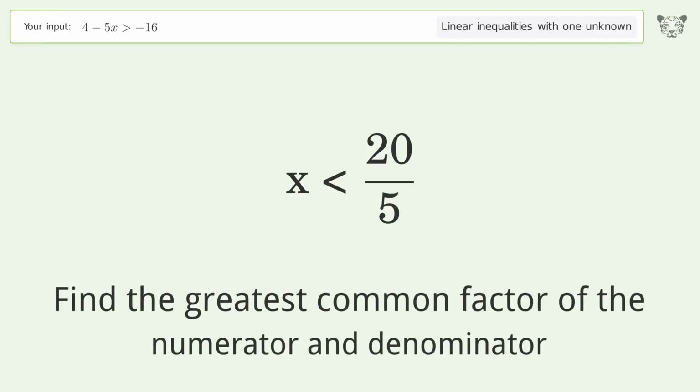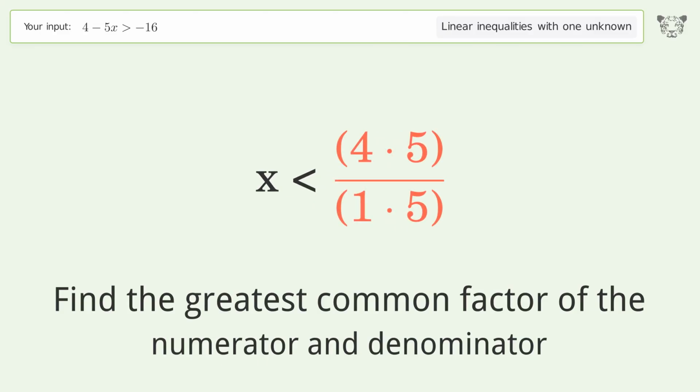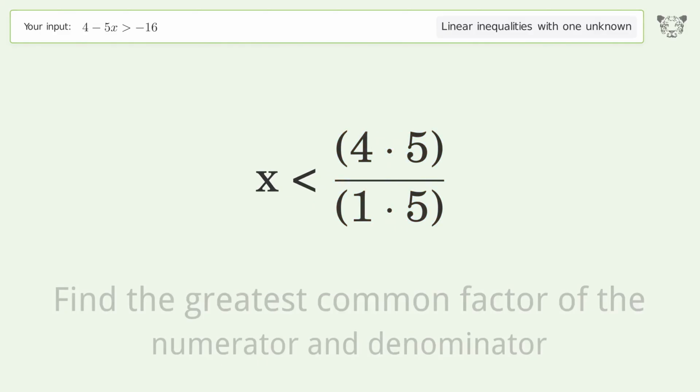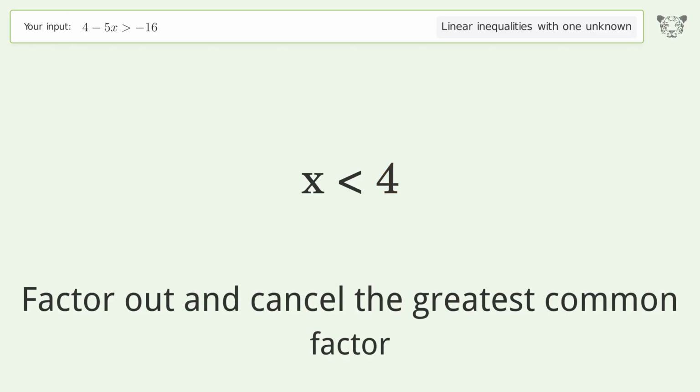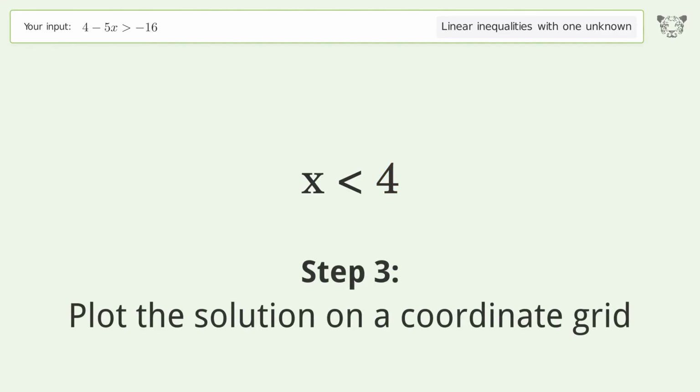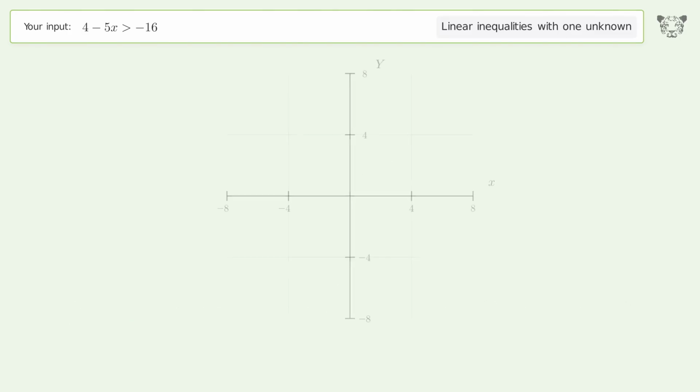Find the greatest common factor of the numerator and denominator. Factor out and cancel the greatest common factor. Plot the solution on a coordinate grid. And so the final result is x smaller than 4.